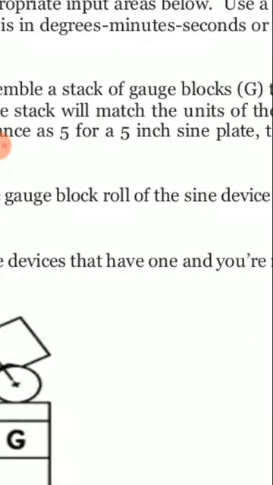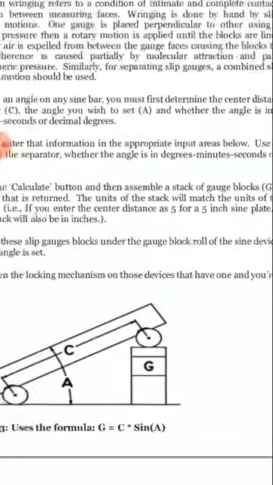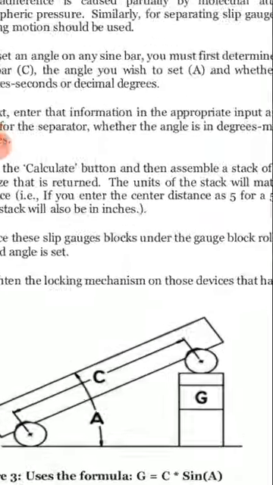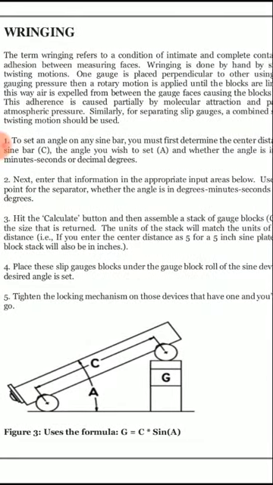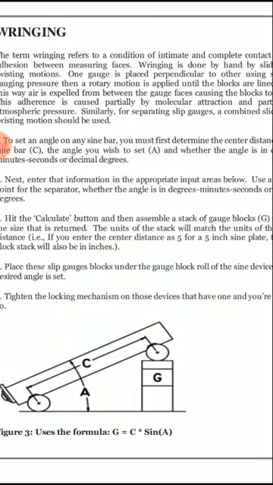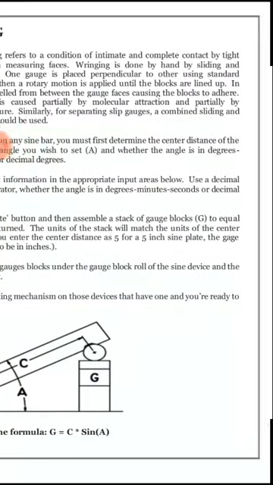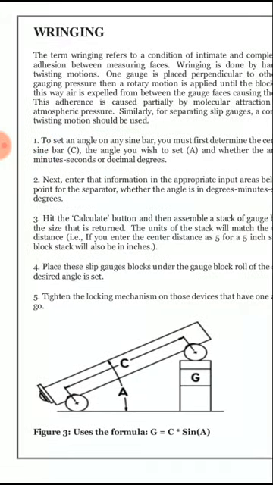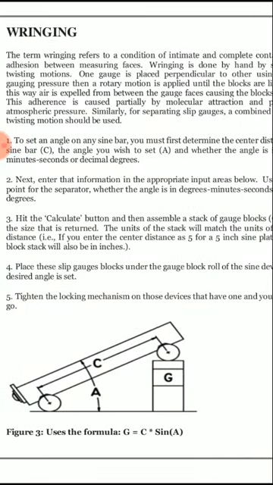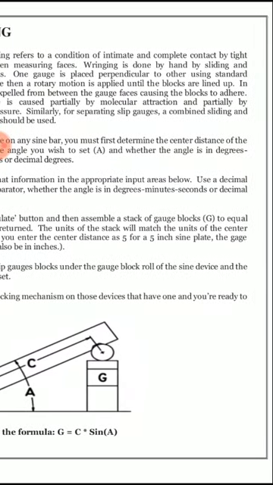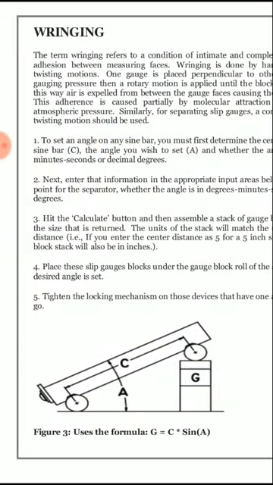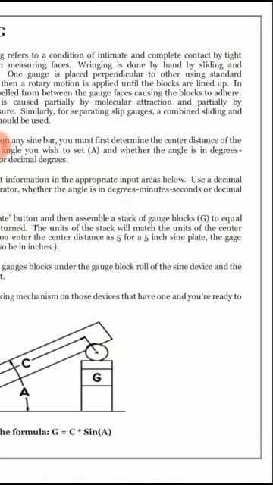Place these slip gauge blocks under the sine bar, roll the sine bar, and the desired angle is set. Tighten the locking mechanism on those devices that have one and you are ready to go. Use the formula where G equals C sine A.